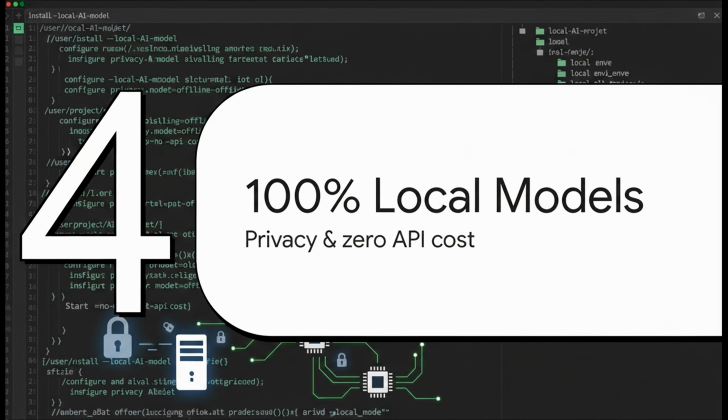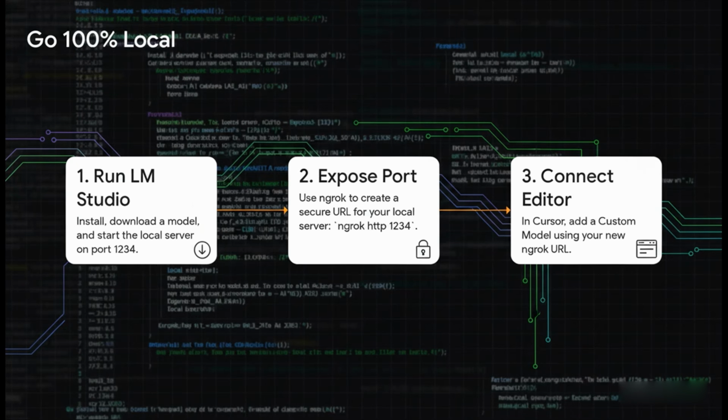Okay, now for what I think is the ultimate power-up, running 100% local models. This is how you get total privacy and completely eliminate API costs. We're taking the entire operation offline, so it runs entirely on your own machine. So here's the play-by-play. First, you'll want to grab a tool like LM Studio. You use it to download a model you like, say a good coding model like Qwen, and then you start it up as a local server.